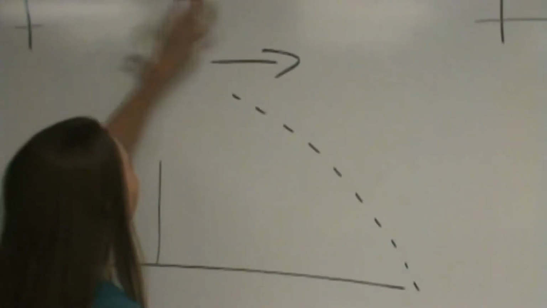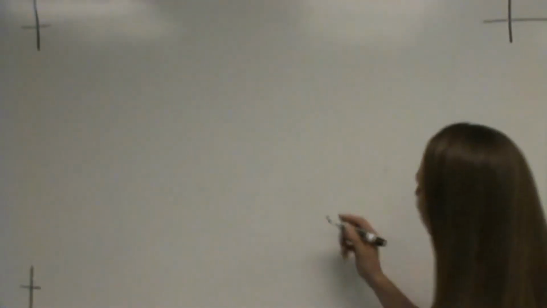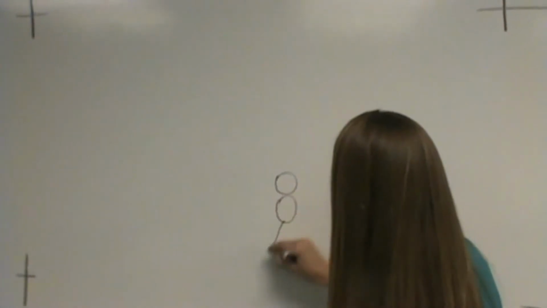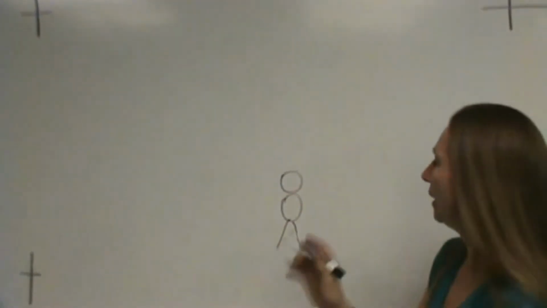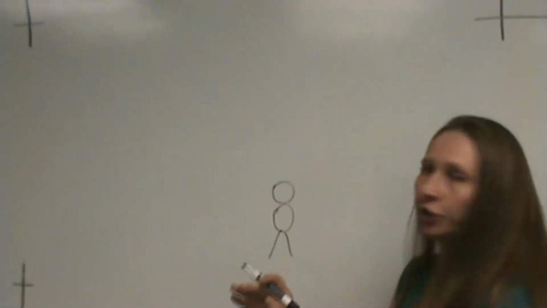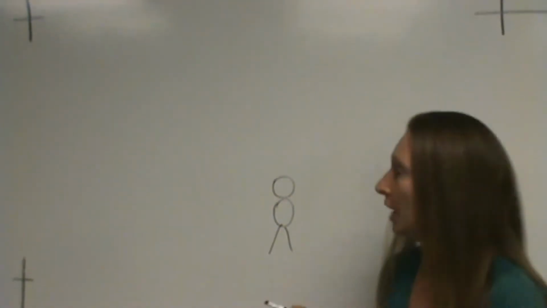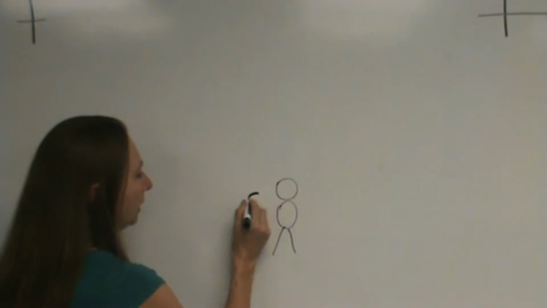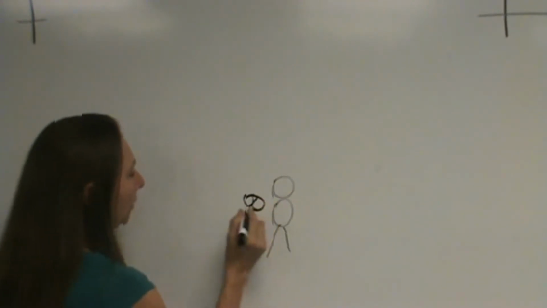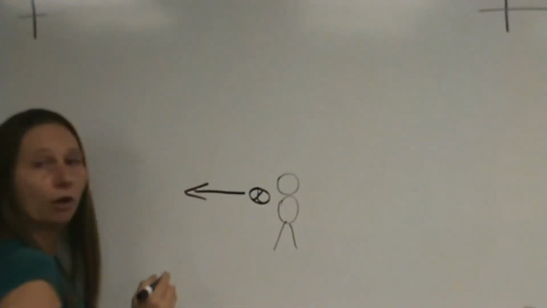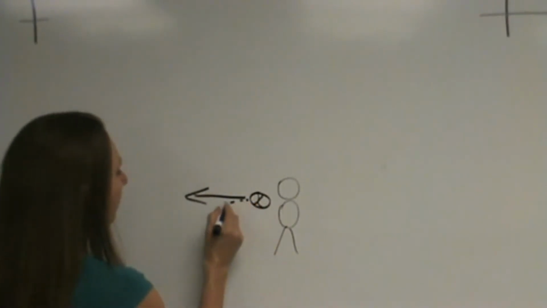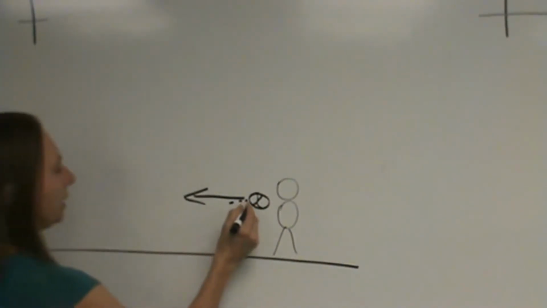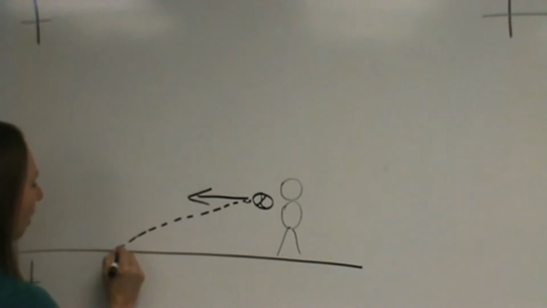You could also take, for example, a baseball pitcher. The baseball pitcher can throw that pitch nearly horizontally. We're going to make believe that he can actually throw it exactly horizontally. So here's the baseball, and he throws it exactly horizontally. And the baseball immediately starts to fall down.